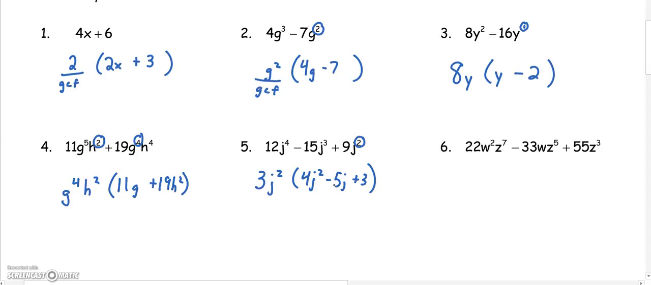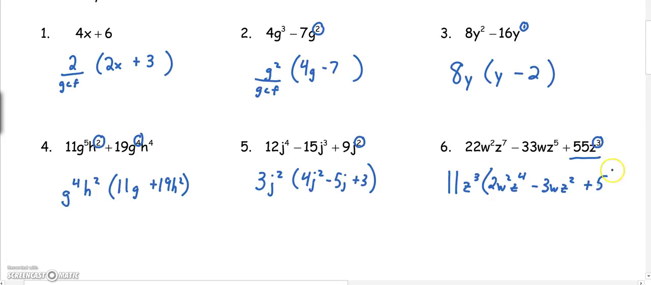In number 6, I have 22, 33, and 55, so my greatest common factor is 11. Now, w is not part of the GCF because this term does not have a w. They do all have z's, though, and the lowest z exponent is 3. So I'm left then with 2w squared z to the 4th, minus 3, because 33 divided by 11 is 3, wz squared, plus 5.